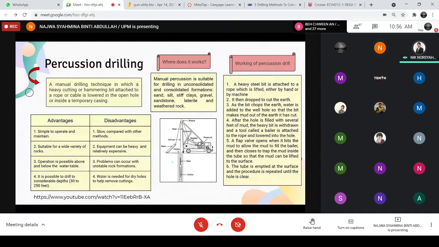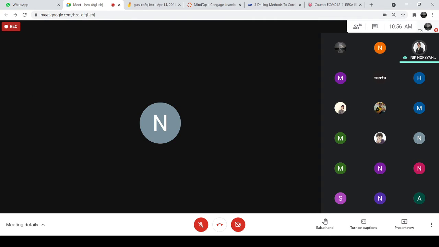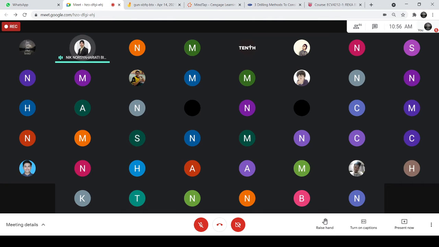Since this is the final one for the borings part, before we move on to the soil sampling part, I just want to share a bit about it with you. You can also find this in your Mindtech section.